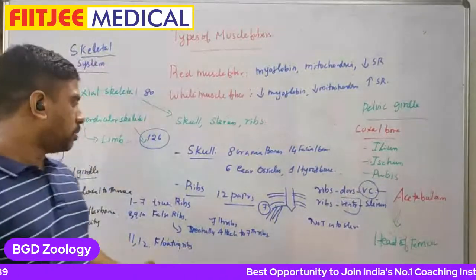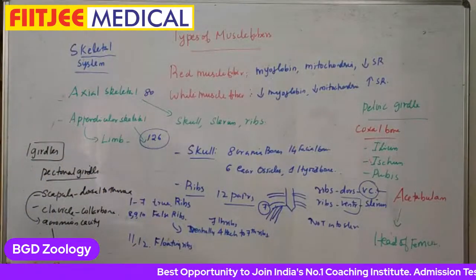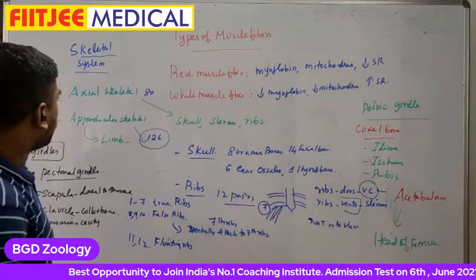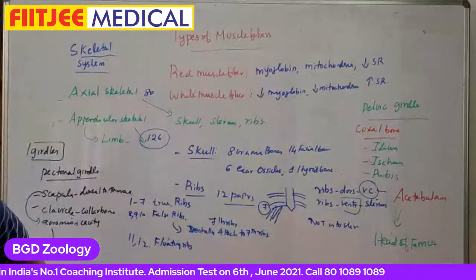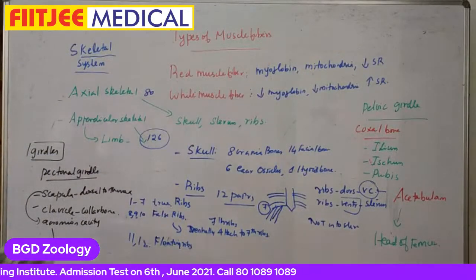Right? So the pectoral girdle and the pelvic girdle are also very clear. So we have also talked about the axial skeleton. Now we can move on to the next part. That's our final part of this lecture.